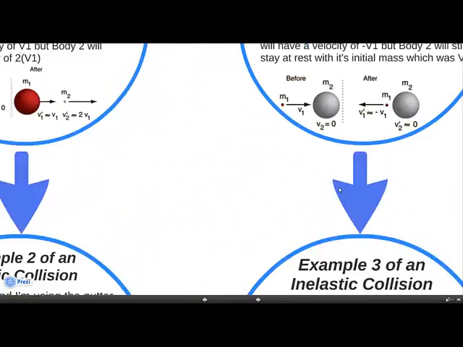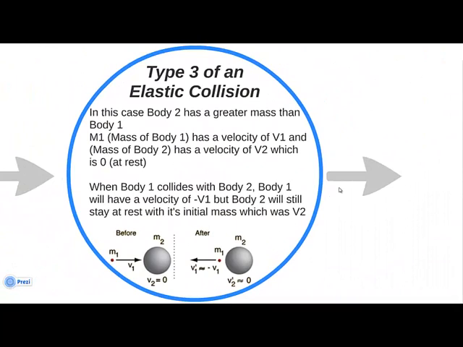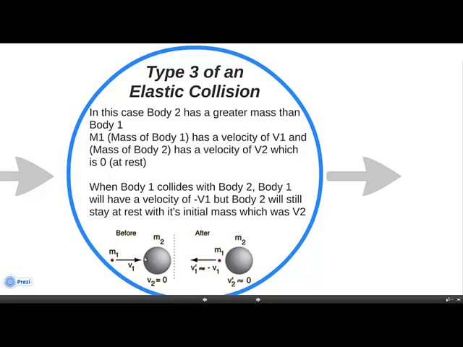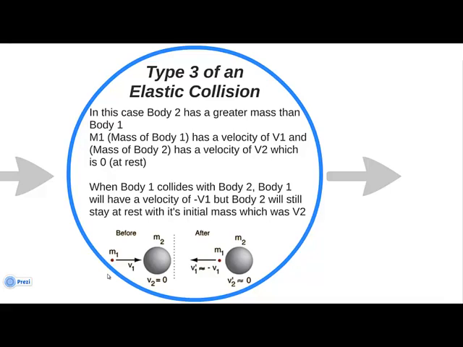Type 3 of an elastic collision. In this case, body 2 now has a greater mass than body 1, as you can see here. Body 1 has a velocity of v1, and body 2 has a velocity of v2, which is 0 meters per second, meaning it's at rest. So when body 1 collides with body 2, which has a much greater mass, body 1 will have a velocity of negative v1, and body 2 will still remain at rest.